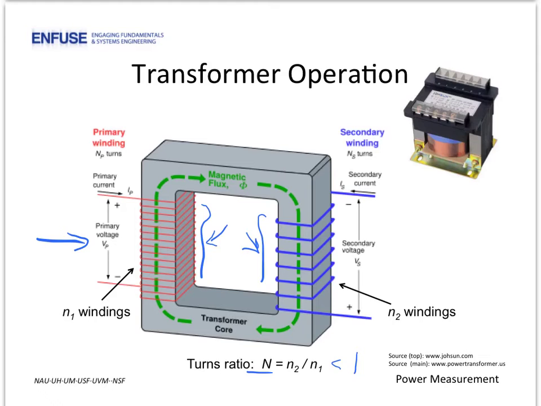However, as power is constant, this implies that the current provided at the secondary must be greater than the current at the primary by a factor of 1 over n. In short, for this example, the primary voltage is greater than the secondary voltage, but the secondary's current is greater than the primary's current in order to have power equivalent on both sides of the transformer.